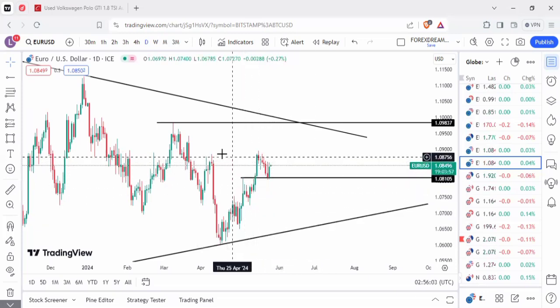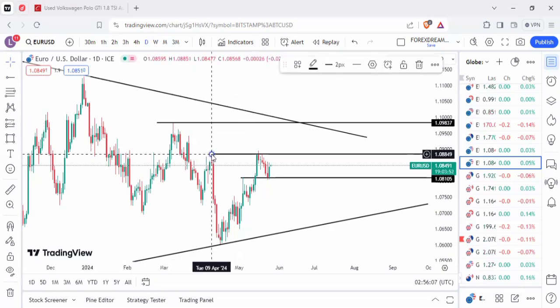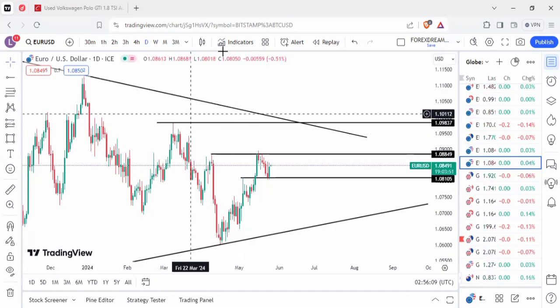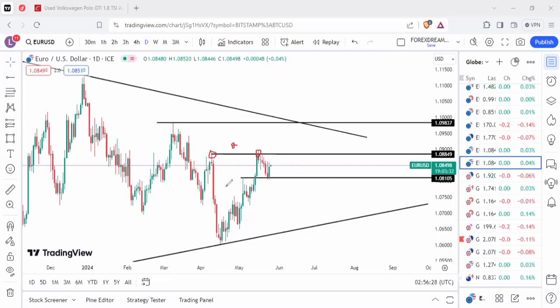You come to your left-hand side, you check. What is it you have? Oh, I had a resistance here. Again, a resistance. How many touches do we have here on the resistance? 2 touches. If you've been following me for a while, you know that whenever you are trading support and resistance, I always say check how many touches you have.